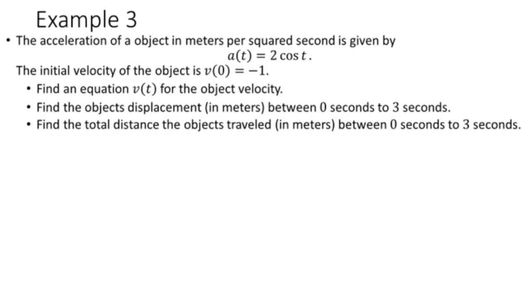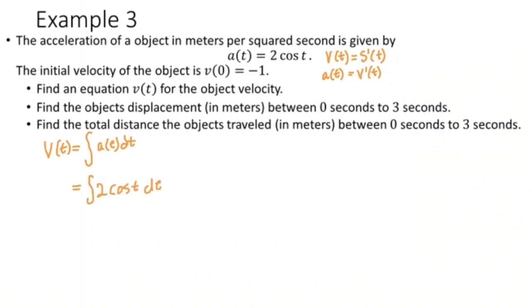Recall from our previous units that velocity is the derivative of the position function, and that acceleration is the derivative of velocity. Because we know acceleration is the derivative of velocity, this tells us that velocity is an antiderivative of acceleration. So our velocity is an antiderivative of 2 cosine of t, which means our velocity function is equal to 2 sine of t plus c for some c.